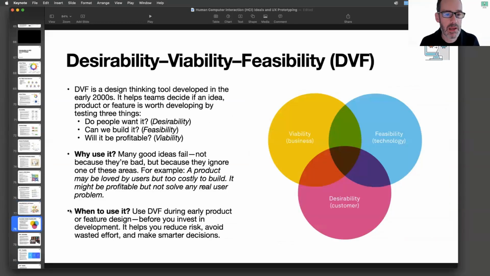So then just moving on to the last method, and remember we're talking all the while about prioritization and how to come up with a way to get through the work. And we have this one, desirability, viability, feasibility, and it's known as DVF. And I suppose you have this overlap of the three, and this is the sort of area you want to end up in. So it's an approach that was developed in the early 2000s, and it helps to decide if an idea is worth developing. And it looks at three things.